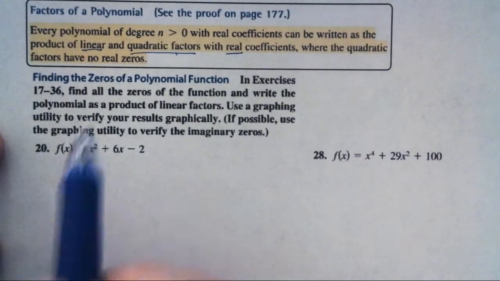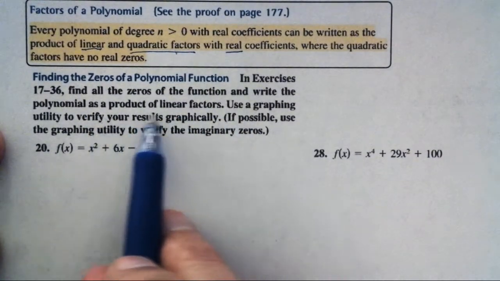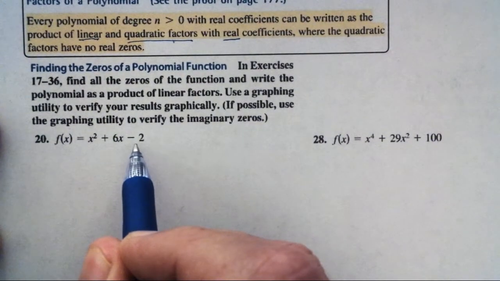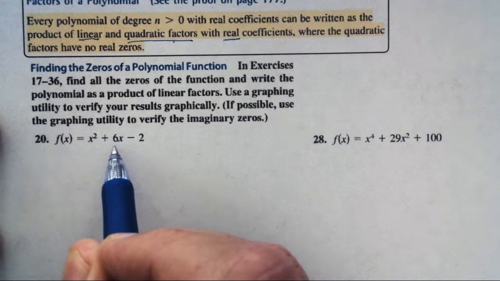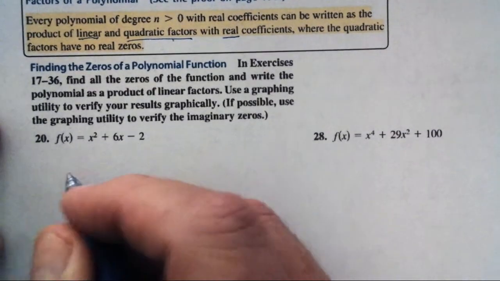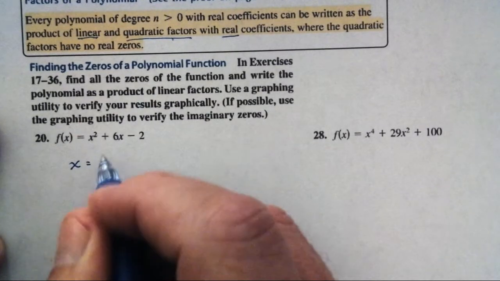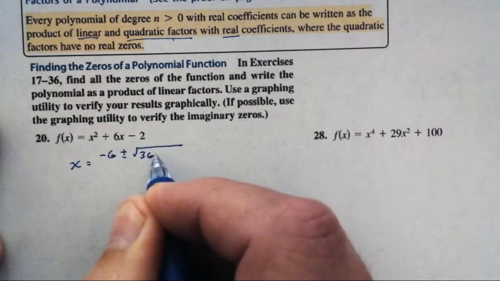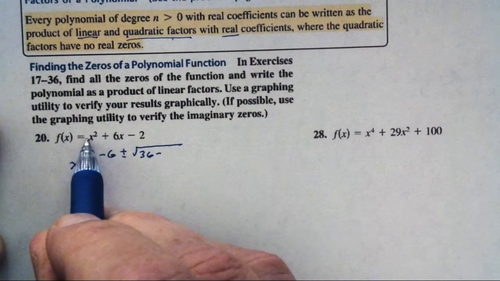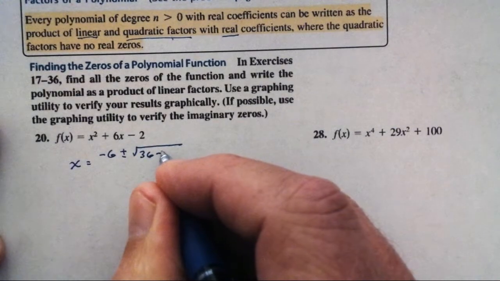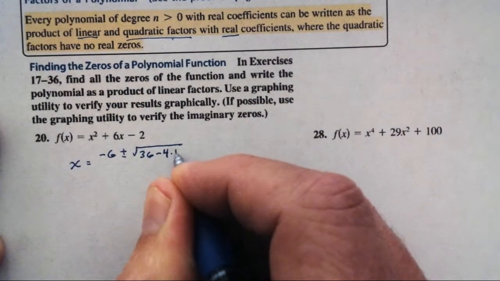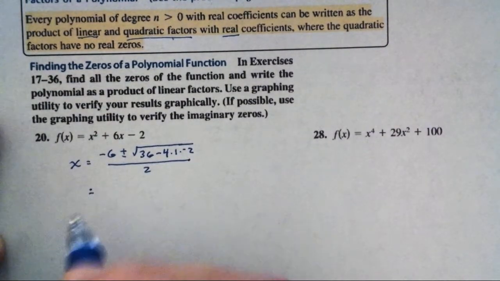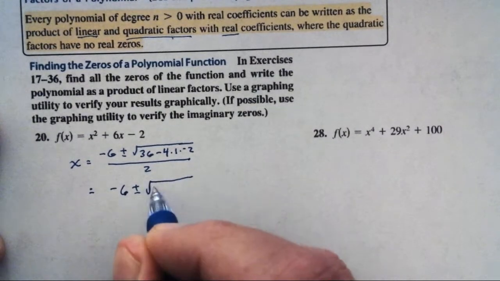Okay, let's take a look. Find all the zeros of the function and write the polynomial as a product of linear factors. My first hope would be I could factor this. Are there factors of -2 that add up to +6? No. So I'm going to go to the quadratic formula. x equals the opposite of b, plus or minus the square root of b squared, 36, minus 4 times 1 times -2, all over 2 times a, which is -6 plus or minus root 36.